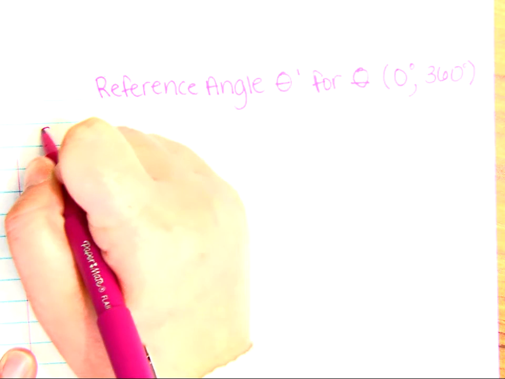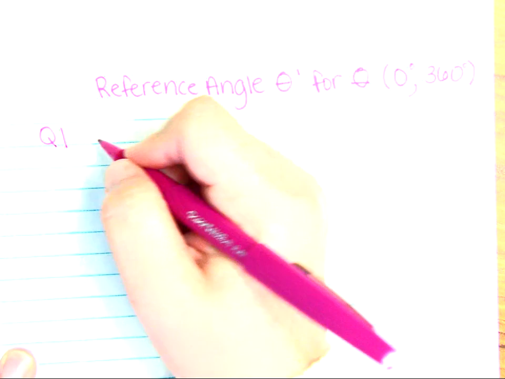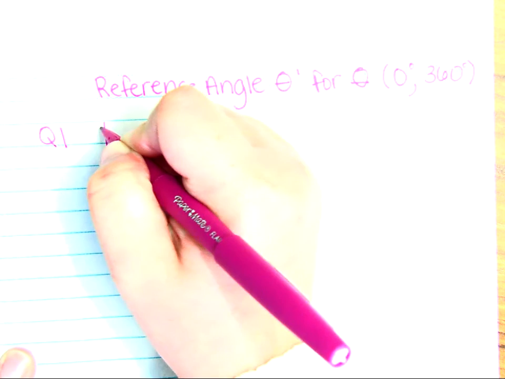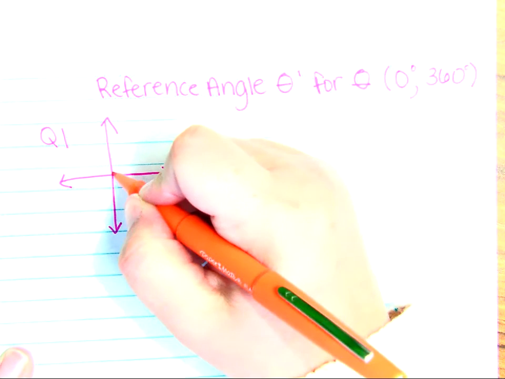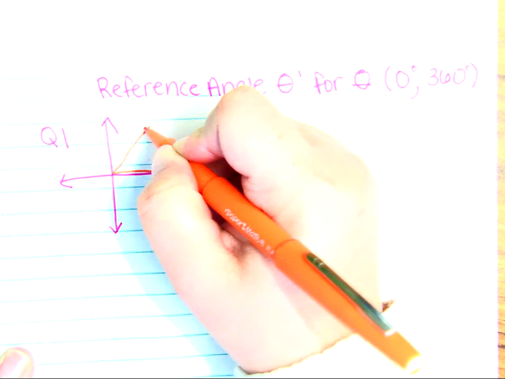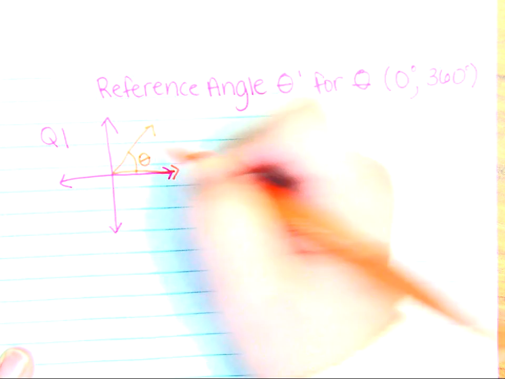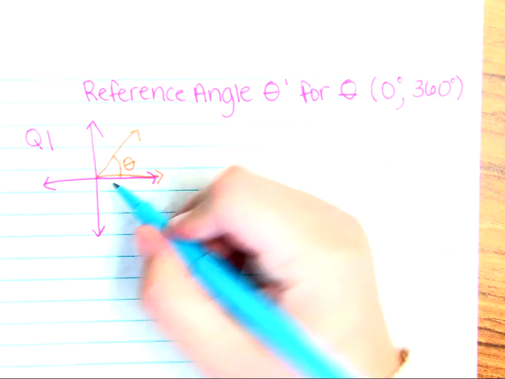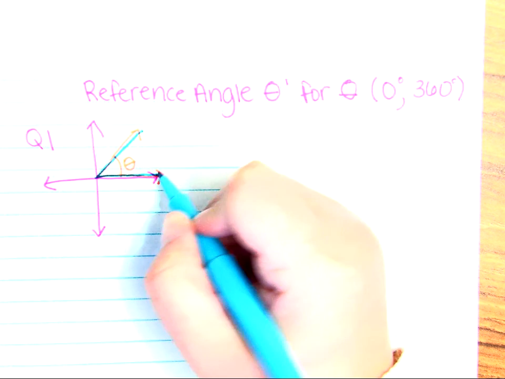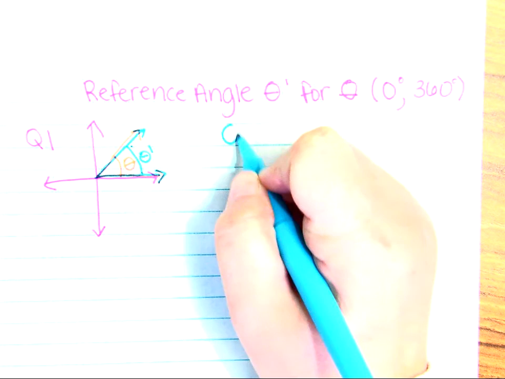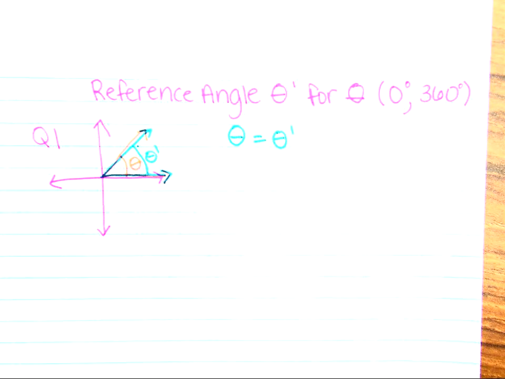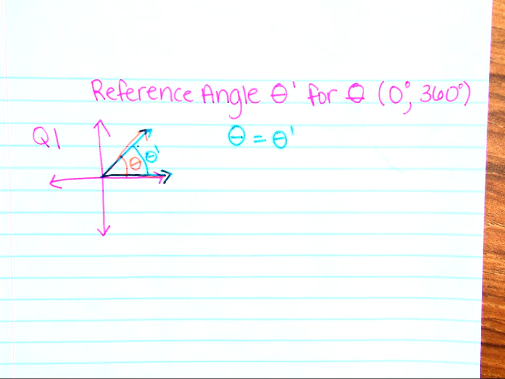So in quadrant 1, okay, here's my drawing, quadrant 1. Here's an angle in quadrant 1. Here's theta. Okay, cool thing is in quadrant 1, it's the exact same. Because if you look, quadrant 1, you've got theta is equal to theta prime. You don't have to do anything, okay? Those are already positive acute angles that are in standard position, okay? So we're good.